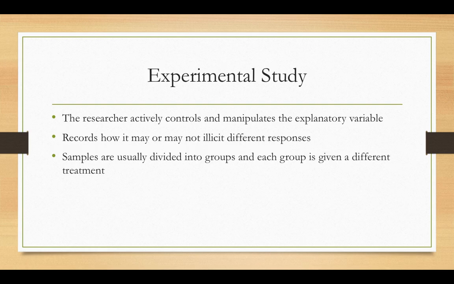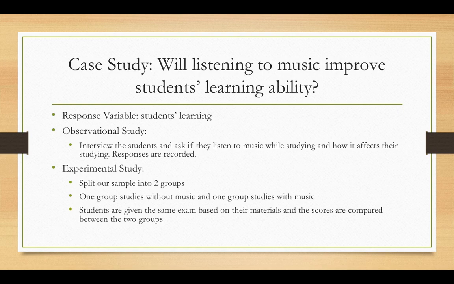An experiment, however, is where the researcher actively controls and manipulates the explanatory variable. And then we look at how changing the explanatory variable may or may not change the responses. Typically, when we do this, we take our sample and we divide it into groups, and each group is given a different treatment. And I have some examples of these coming up.